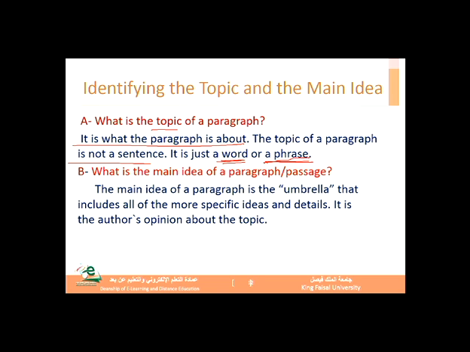So the main idea of a paragraph is the umbrella. Right? It's a general sentence. It's not specific, right? In any reading selection, in any paragraph, you have some general sentences, and you have some specific details, examples, or just specific details. The main idea is not a specific detail. It's an umbrella sentence that includes what the author wants to say about the topic. It usually includes the opinion of the author.